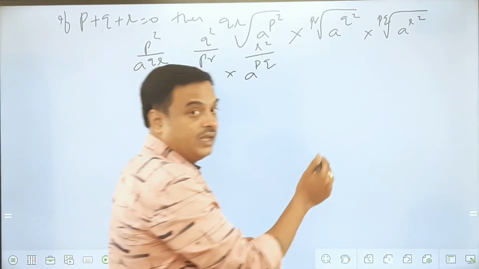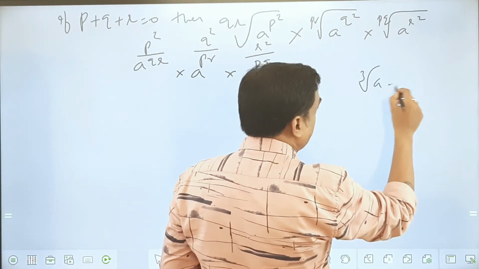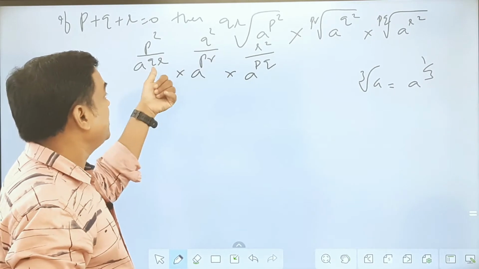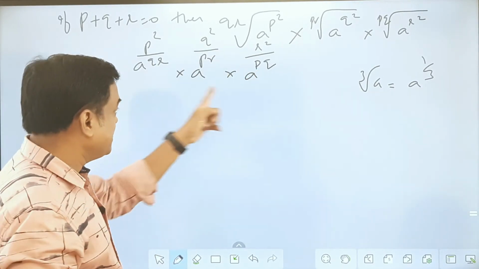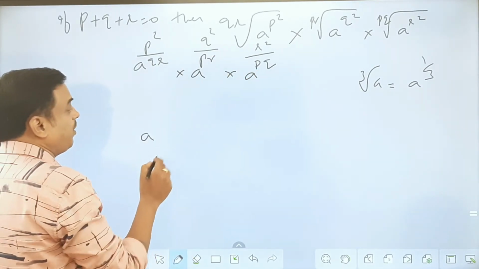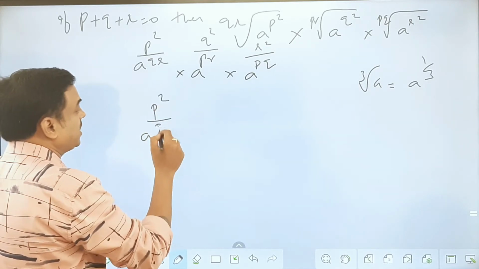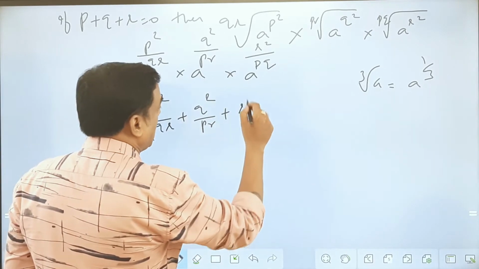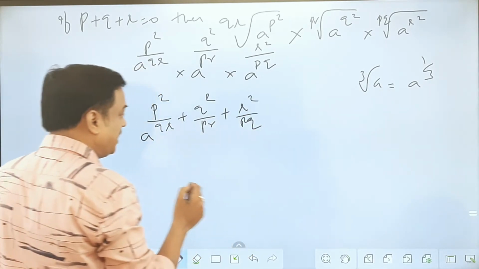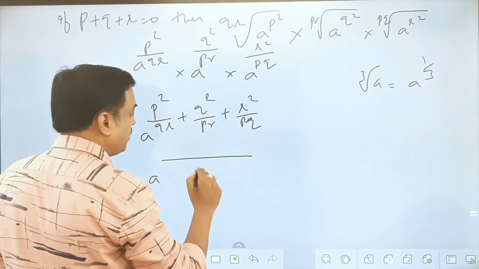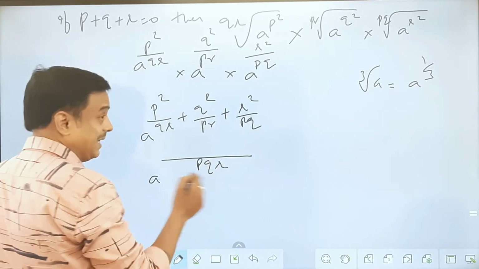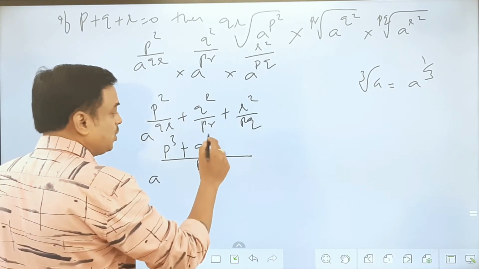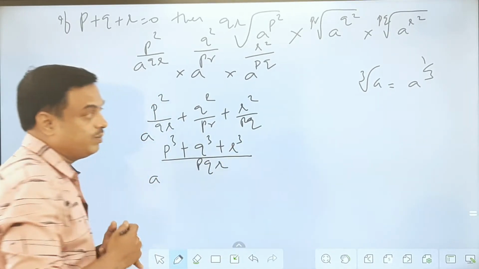As you all know, if I am saying cube root of a, it can be written as a to the power of 1 by 3. So what I did, I converted them into power notation. Now bases are same. A to the power of p square by qr plus q square by pr plus r square by pq is what you get. Then a to the power of, you have p, q, r, LCM, qr gets cancelled. You get p cube, q cube and r cube.